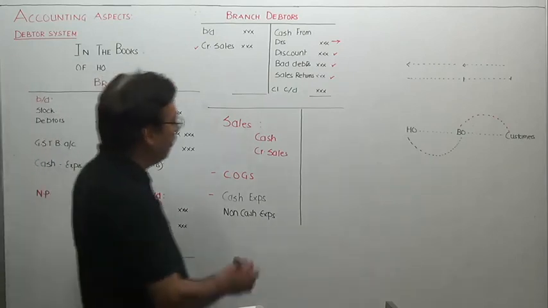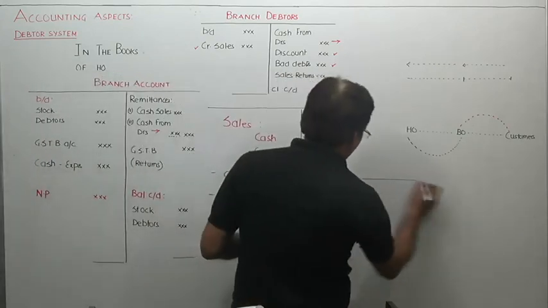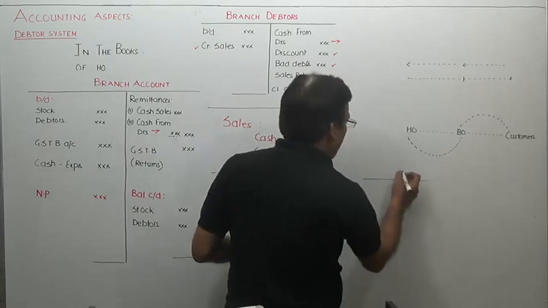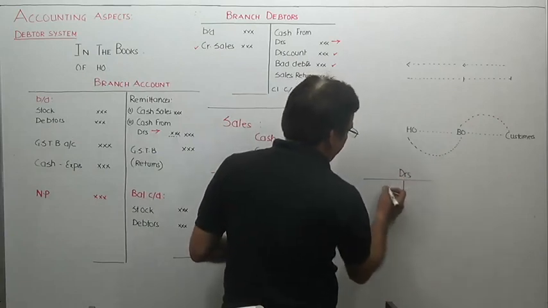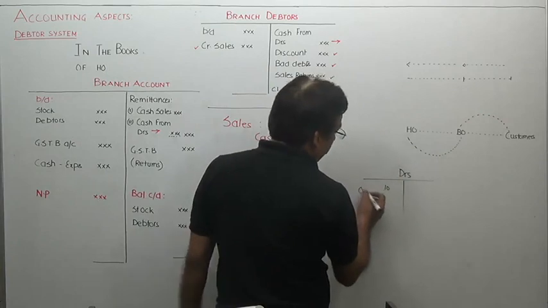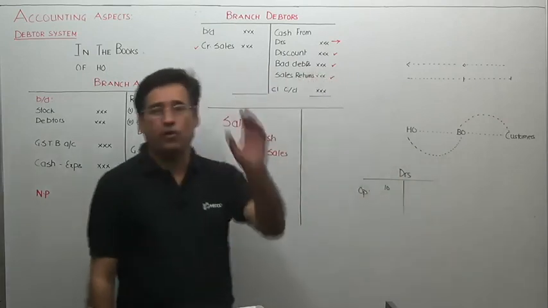So please pay attention. Suppose your opening debtors are 100 lakhs or say 10 lakhs. Correct? This is the opening balance in the debtors account. Just presume for a while.